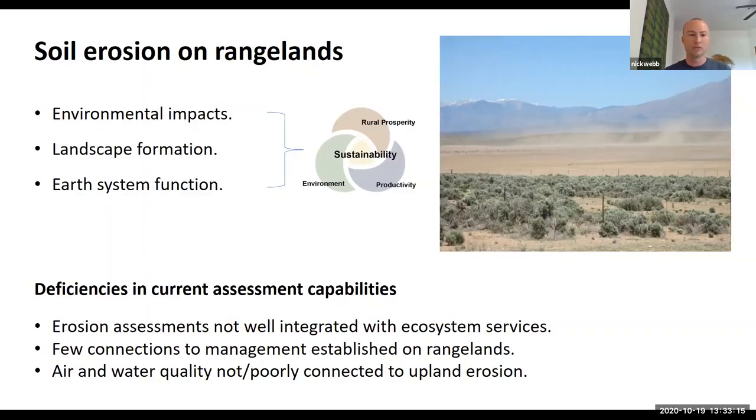At the moment, there are a number of deficiencies in our current assessment capabilities for looking at wind erosion and water erosion. And these include that erosion assessments really haven't been well integrated with assessments of other ecosystem services across rangelands. We don't really have many well-established connections between management and rangeland erosion, particularly wind erosion, where there's been less research attention over the years. And air and water quality impacts downwind and downstream haven't really been well connected to upland erosion. And so this is something that we'd like to address.